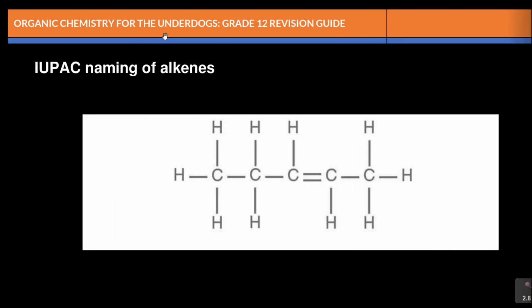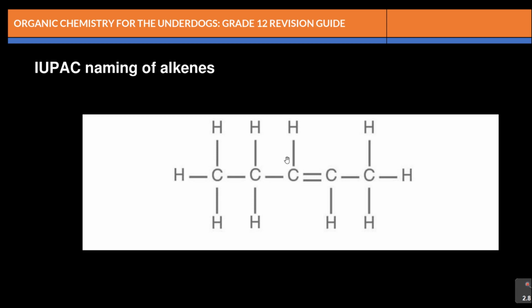As we are continuing with our ultimate guide in organic chemistry, the next part that I want us to cover is the IUPAC naming of alkenes. We have already looked at the IUPAC naming of alkanes, and this is a continuation, so you need to grab hold of the previous lesson.